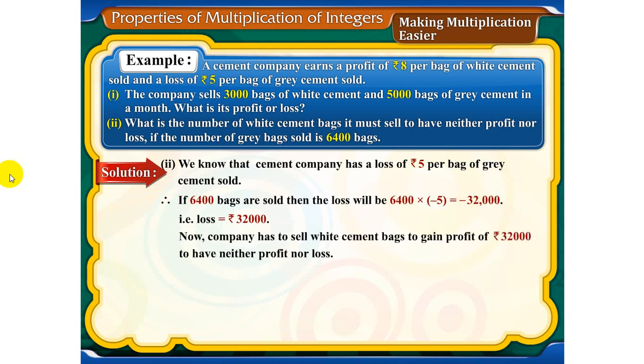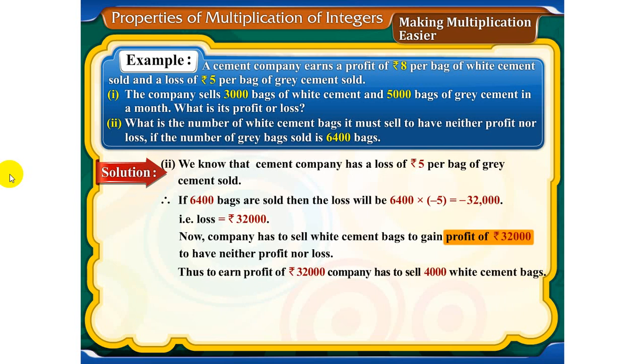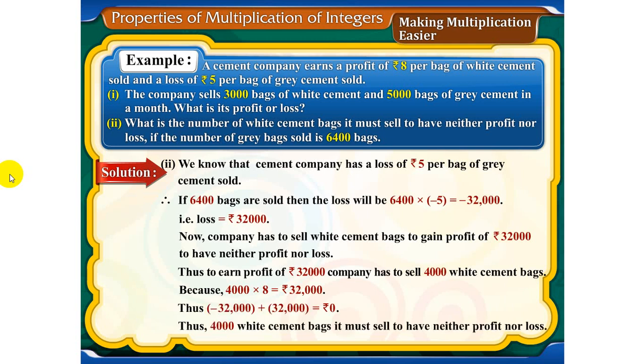Now, the company has to sell white cement bags to gain profit of 32,000 rupees to have neither profit nor loss. Thus, to earn profit of 32,000 rupees, the company has to sell 4,000 white cement bags because 4,000 multiplied by 8 is equal to 32,000 rupees. Thus, minus 32,000 plus 32,000 is equal to 0 rupees. Thus, 4,000 white cement bags it must sell to have neither profit nor loss.